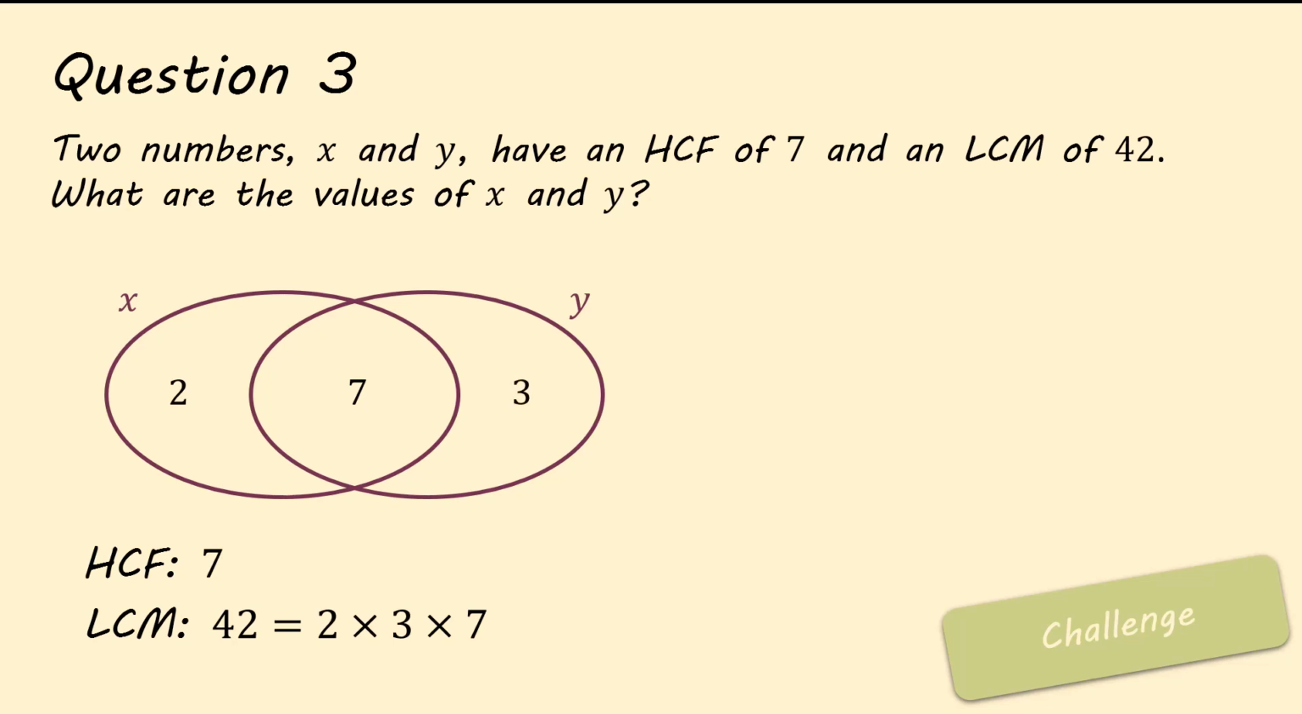Now if we think backwards, these are the factors of our numbers, so multiplying the numbers up for each circle will work out the values of x and y. Here we have 2 multiplied by 7, which is 14, so x is 14, and 3 multiplied by 7 is 21, so y is 21. Thus, our two numbers are 14 and 21.